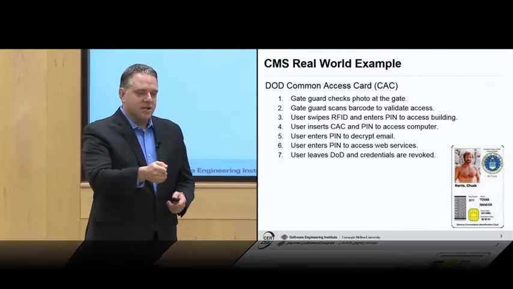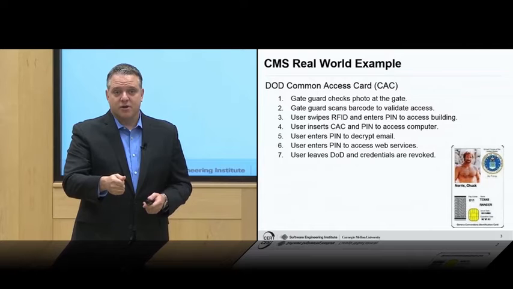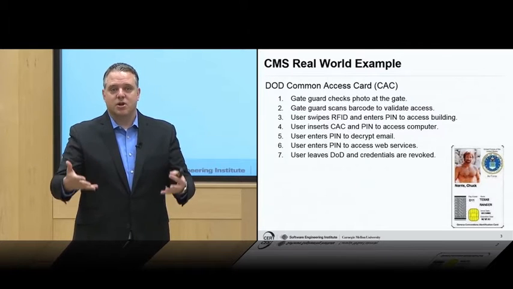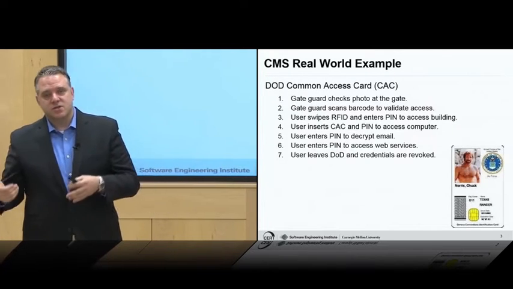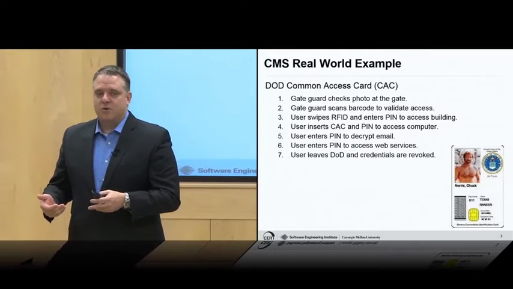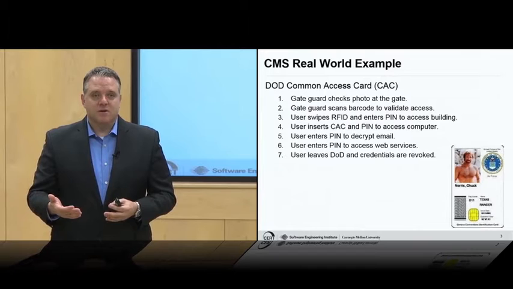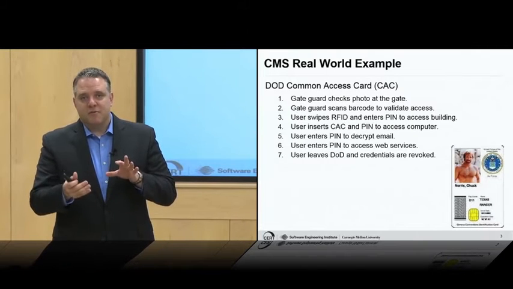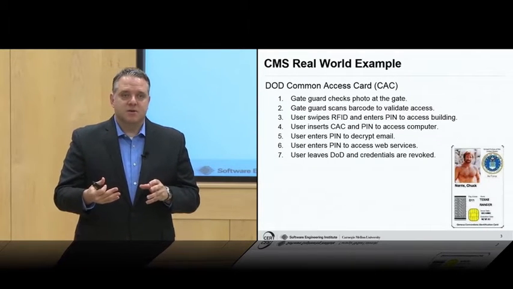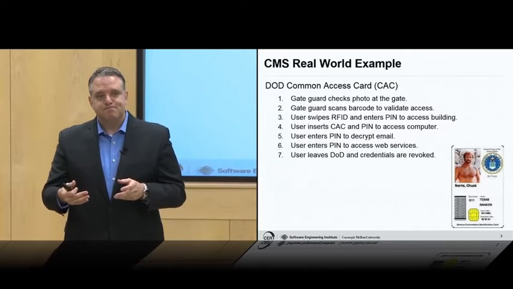You put your CAC card into the reader on your computer, enter your PIN, and it allows you to log into the computer. It allows you to send and receive encrypted email messages. You can even log on to websites now with your CAC card. All of that information is managed by the credential management system.